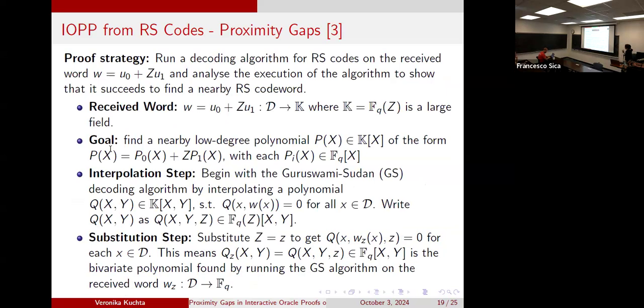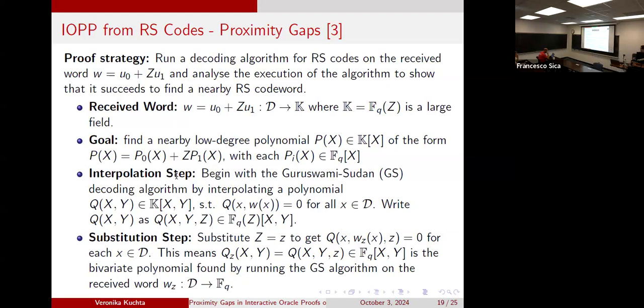What we need to do is to run a decoding algorithm for Reed-Solomon codes on the received word W, which is defined like that, and then analyze the execution of this algorithm to show that it indeed succeeds to find close or nearby Reed-Solomon code words. So if you assume that the received word was u0 plus z u1, defined from the domain Delta to K, and K is defined like that, which is a large field, the main goal is to find a nearby low-degree polynomial P(x) of this form, with each pi from this polynomial ring.